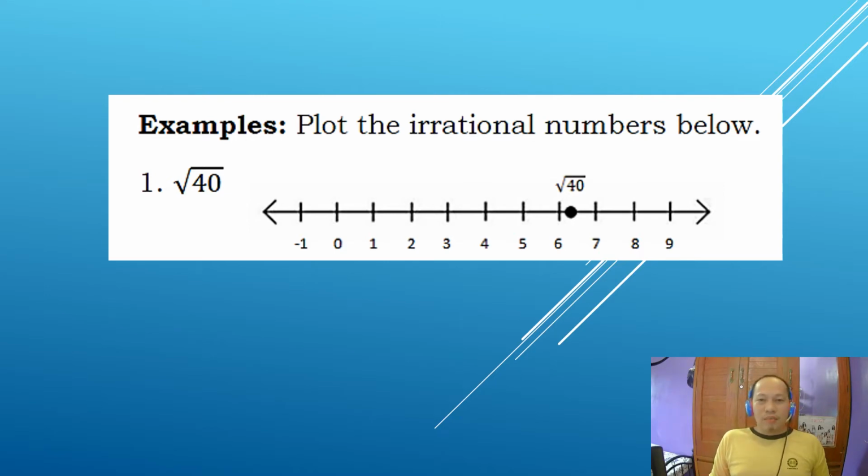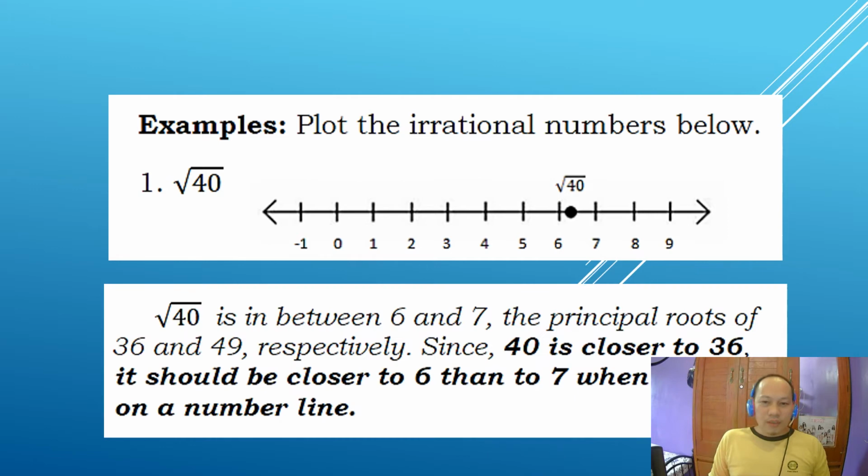Plot the irrational number square root of 40. Okay, saan natin makikita yung square root of 40? So, sabi rito, square root of 40 is in between 6 and 7, the principal roots of 36 and 49, respectively. Since 40 is closer to 36, it should be closer to 6 than to 7 when plotting on a number line. So, ibig sabihin nito, ang square root of 40 ay makikita natin sa pagitan ng 6 tsaka 7.